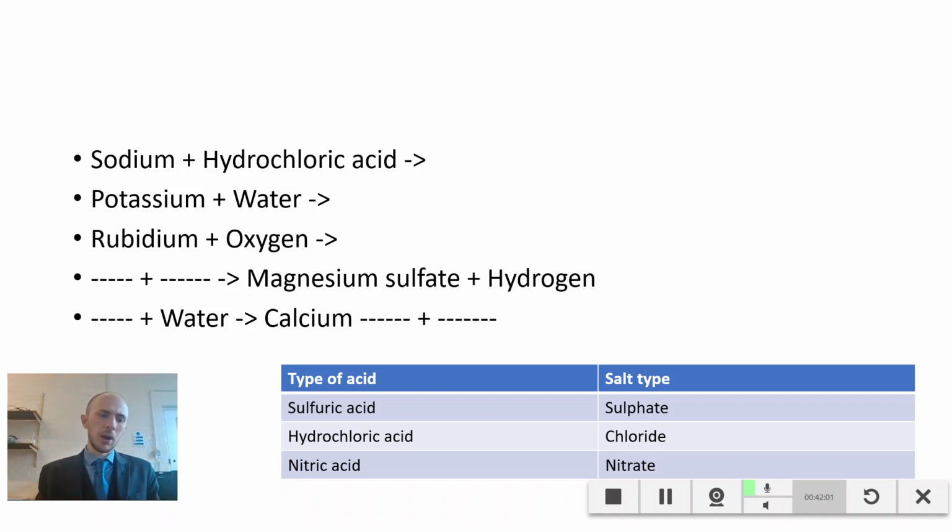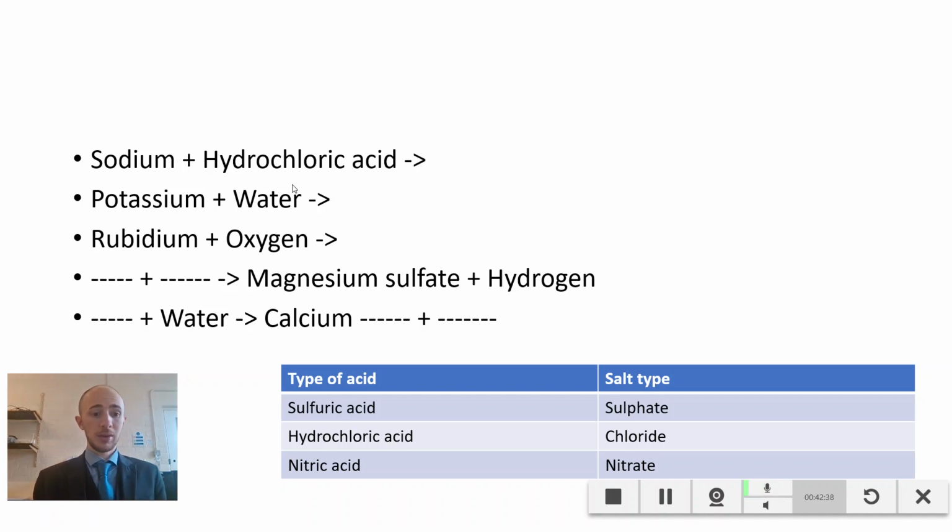How do I know it's sodium chloride? Well, sodium is the metal. It's always the name of the metal first. And then we just stick the name of the salt on here. So hydrochloric acid makes chloride. So sodium chloride, right? So let's do potassium and water. Well, if you add any metal to water, you make a salt. No, you don't. I apologise. You make metal hydroxide and hydrogen. So, potassium hydroxide plus hydrogen. And then rubidium and oxygen. Well, if you add any metal to oxygen, you make metal oxide. It's just rubidium oxide.